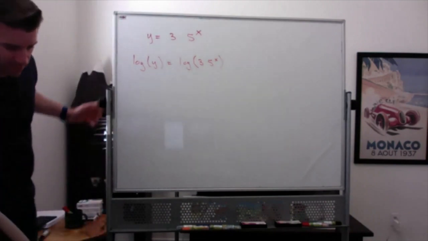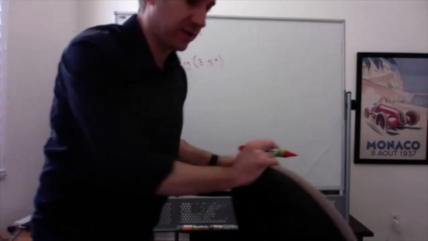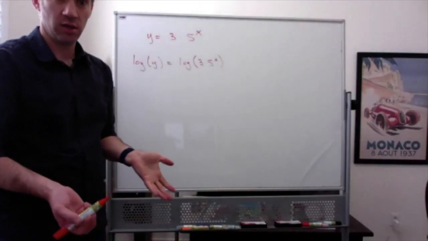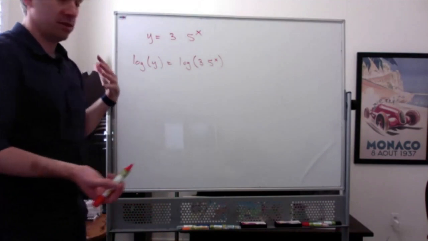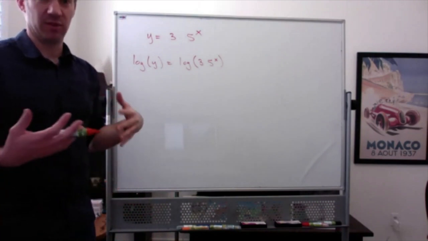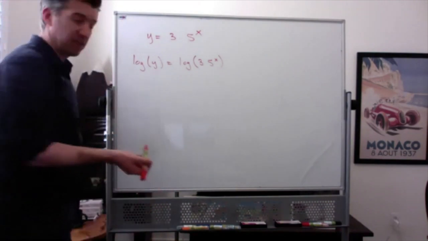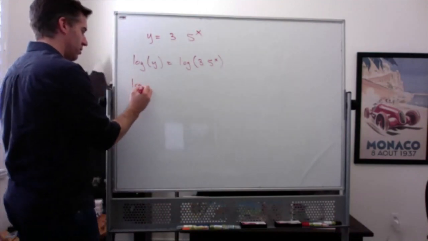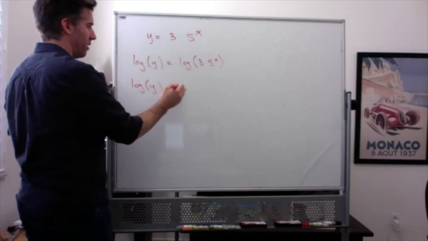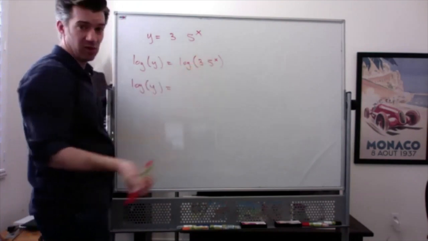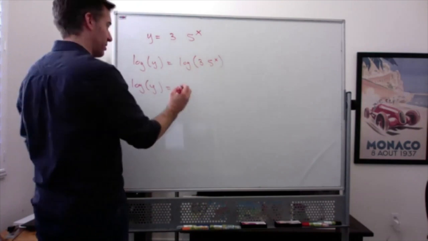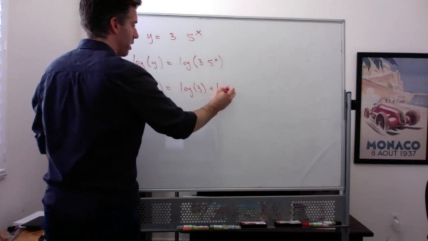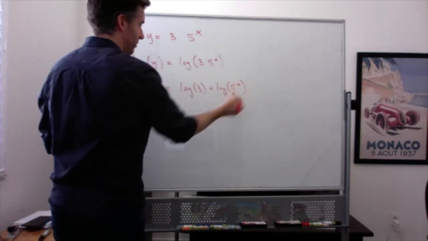The idea, and this is going to be true for anything in our class really, is that most of the time we're looking to make it look like something linear. So I'm trying to make this look like some mx plus b, and I'm going to use my log rules to help me do that. One of our log rules is that if you have a log of something times something else, you can break that up into 2 logarithms. I can break this up as log of 3 plus log of 5 to the x.